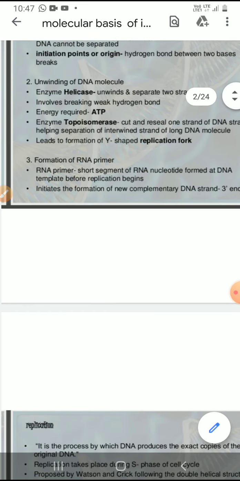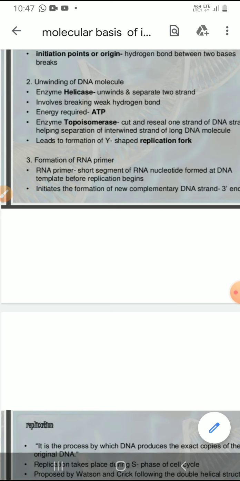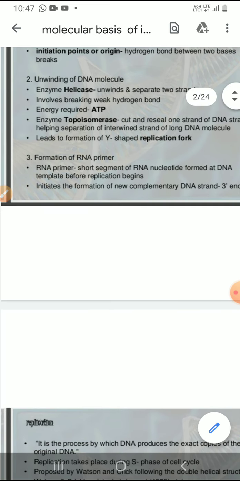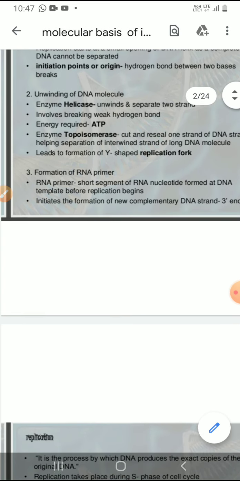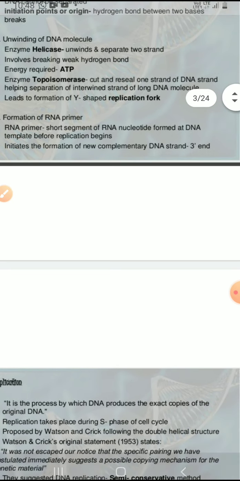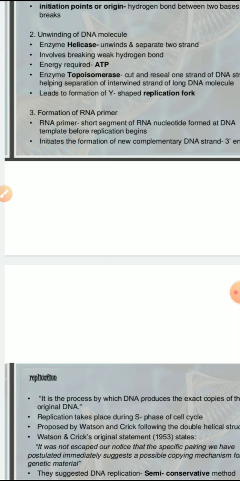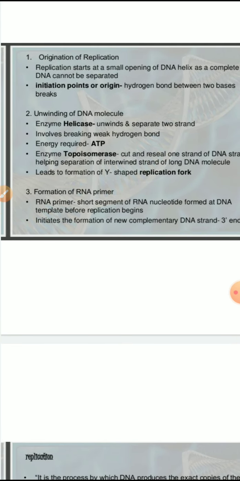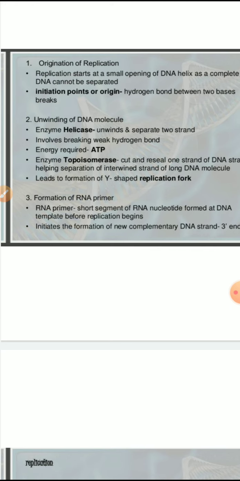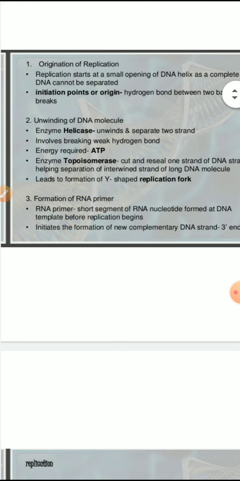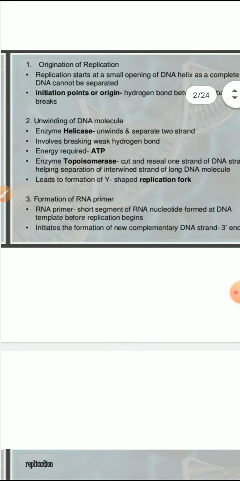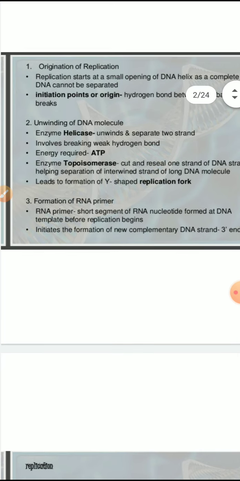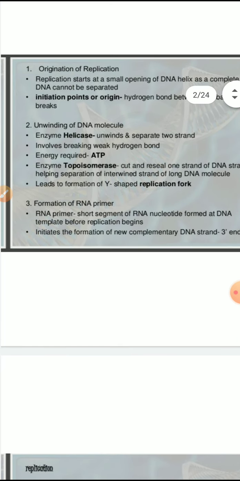Okay, now due to this, on the one strand template with polarity 3' to 5', replication is continuous and that DNA strand is called the leading strand. Then the fragments synthesized later are joined by the enzyme DNA ligase. Okay, and the DNA polymerase cannot initiate the replication process on its own.